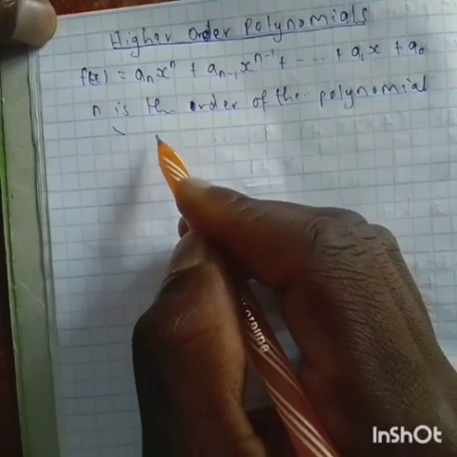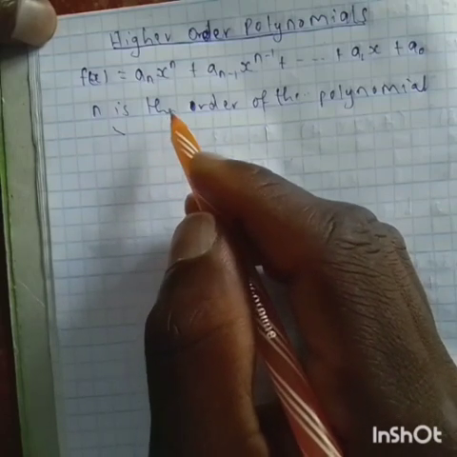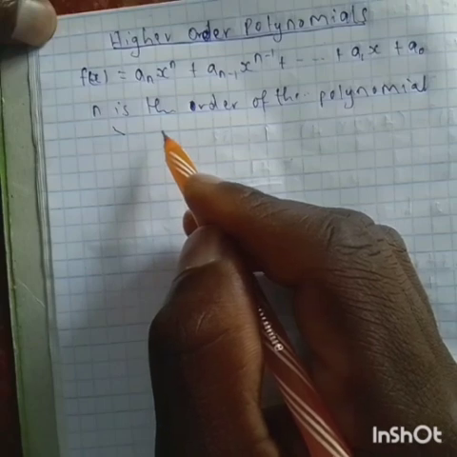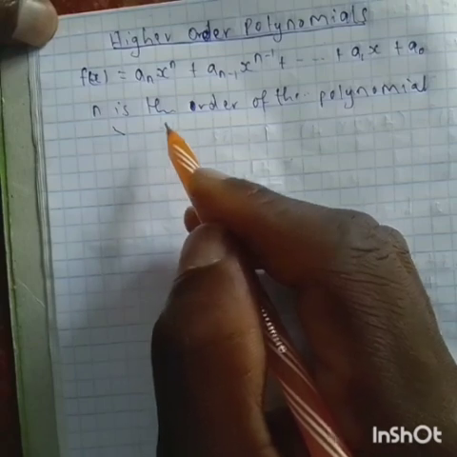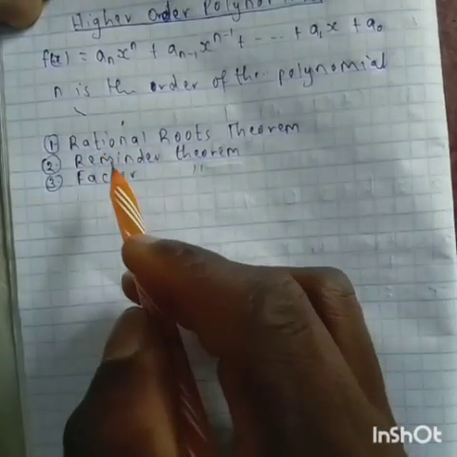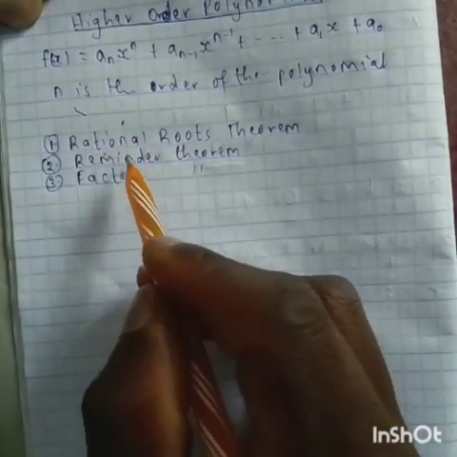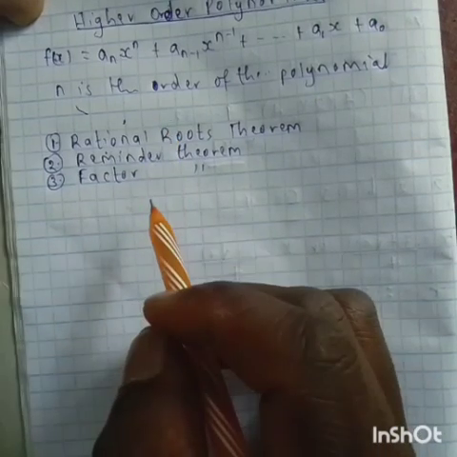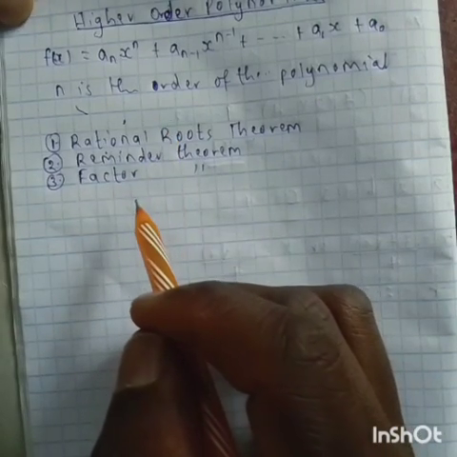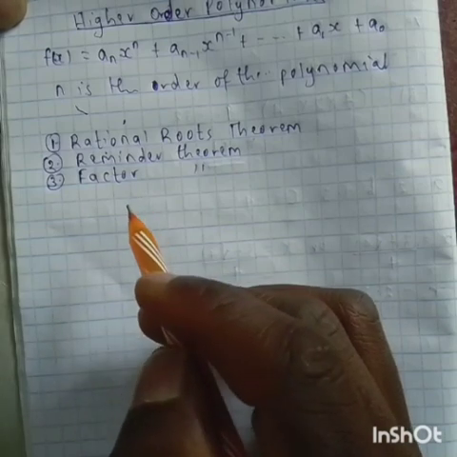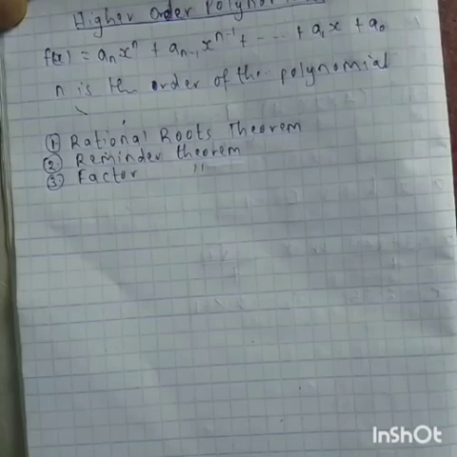So before we proceed to learn on solving higher order polynomials, let us first learn 3 fundamental theorems that will help us. We have the rational roots theorem, the remainder theorem, and the factor theorem. These are the theorems that will help us when we will be solving the higher order polynomials. So let us start with the rational roots theorem.